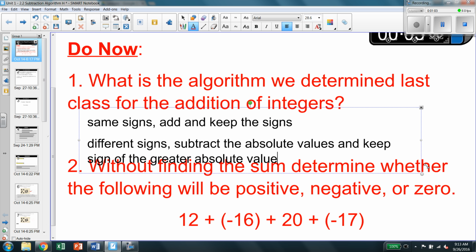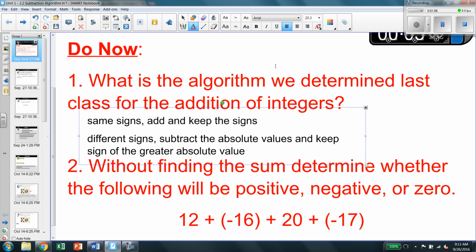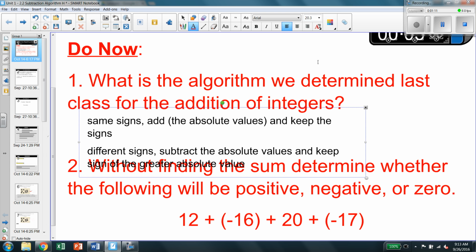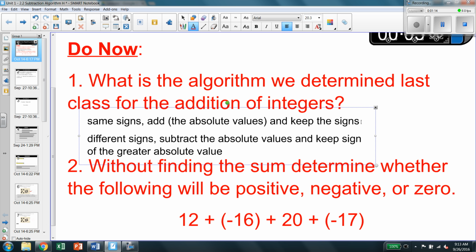If I'm really being specific, when the signs are the same we add the absolute values and keep the sign. So these are the two algorithms we were looking at yesterday for two different situations when we're adding. With the same sign, we add the absolute values and keep the sign that was the same. So two negatives, we would add their absolute values and keep the sign. If the signs are different, one positive and one negative, subtract the absolute values and keep the sign of the one with the greater absolute value.